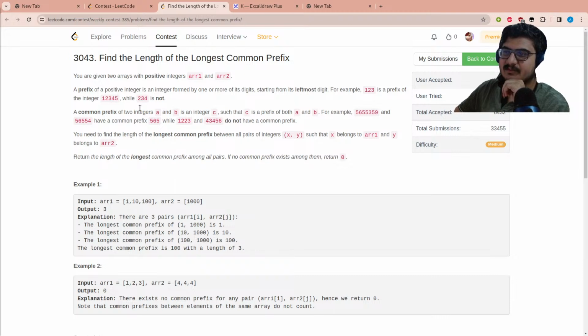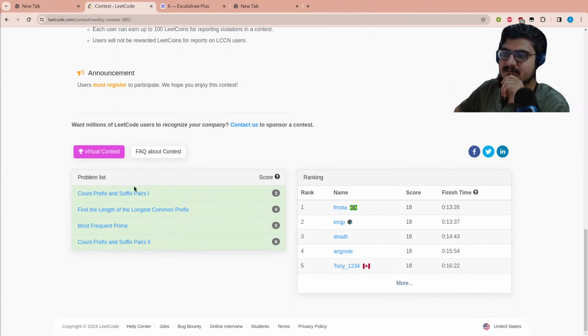Now I will move to the next problem. Find the length of common prefix. This is the problem which I already discussed.